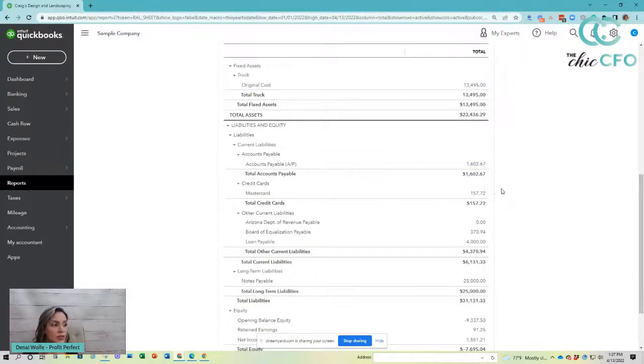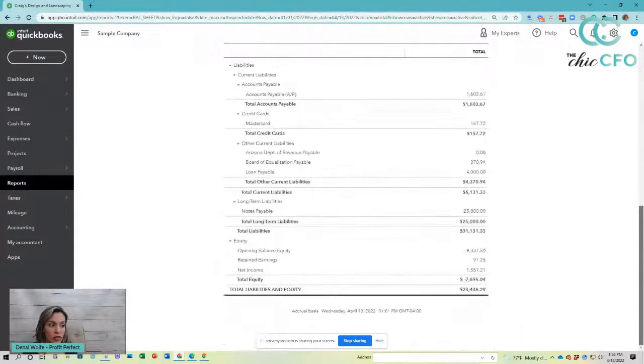You can also see that we've got our credit cards on here, right? Because those are obviously liabilities that we want to make sure that we're paying off. Hopefully you're paying them off in real time, so it's considered a current liability and you're not keeping the balance for multiple years. Then we've got revenue payable, right? Arizona Department of Revenue payable in this example. These are taxes, right? So typically a sales tax or anything like that. Again, all liabilities that you owe within a year.